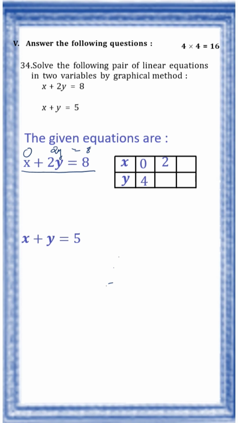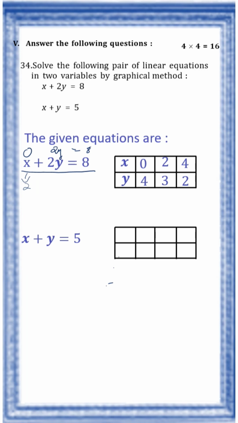So if x is 2, then what happens? 8 minus 2 is 6. 2y is equal to 6. Then 6 by 2 is 3. When x is equal to 4, y is equal to 2. In a similar manner, we have to create a table of values for x and y for the second equation.